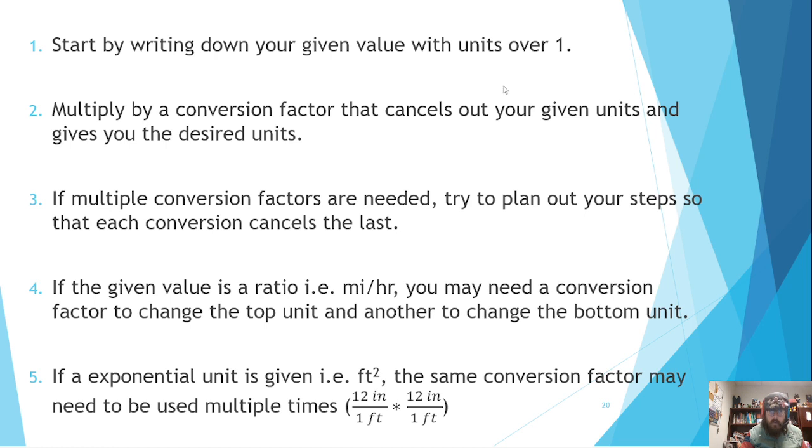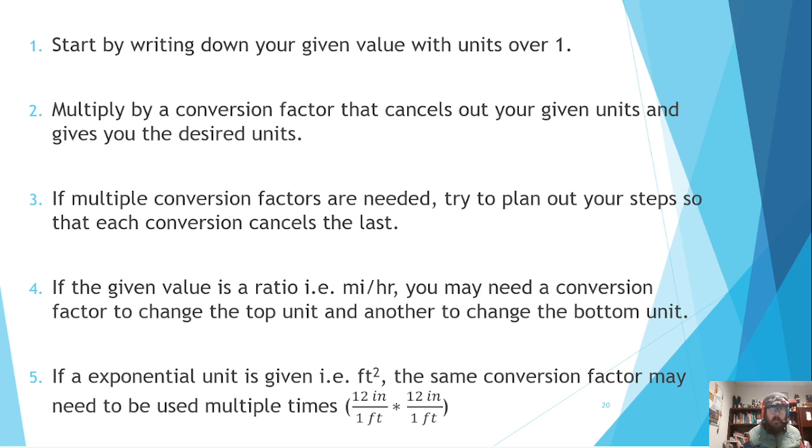Now, here's how I'm going to treat most of these math problems. I start with my conversions. I start by writing my given value over 1 with its units over 1. Why do I write it over 1? Well, the first thing to note is that any number over 1 is itself. But by writing it over 1, I'm telling myself this is going to be on the top part of the equation. The 1 is on the bottom.